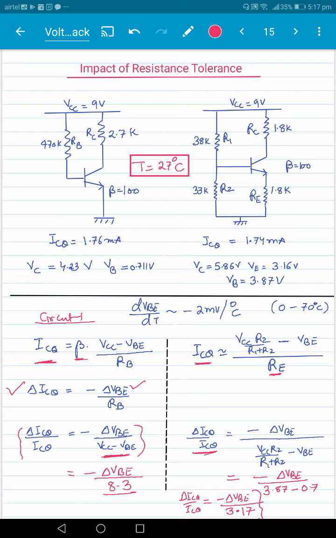This delta VB is the same in both of these cases. It is divided by 3.17 in one case, and in the other case it is divided by 8.3 here. So again we find that circuit number 2, the voltage divider bias, is twice as sensitive to changes in base emitter voltage as compared to circuit number 1. Right. So in this case also we find that we are losing something: by creating a voltage divider bias and by achieving beta insensitivity, we have actually created more sensitivity towards any changes in base emitter voltage.